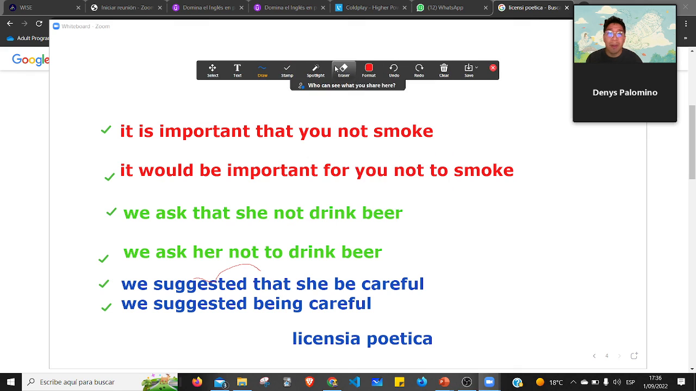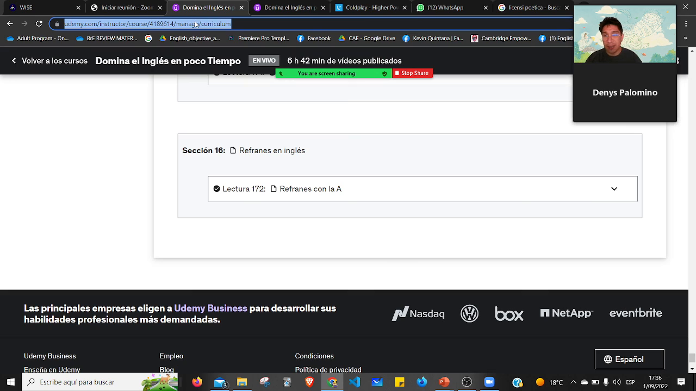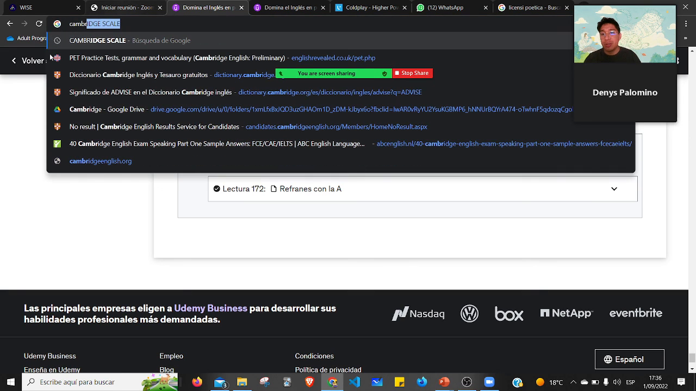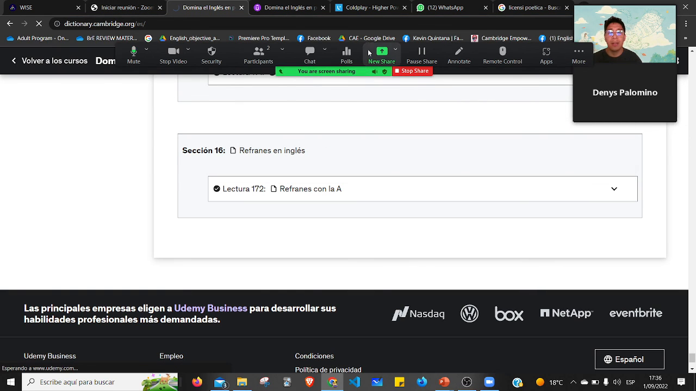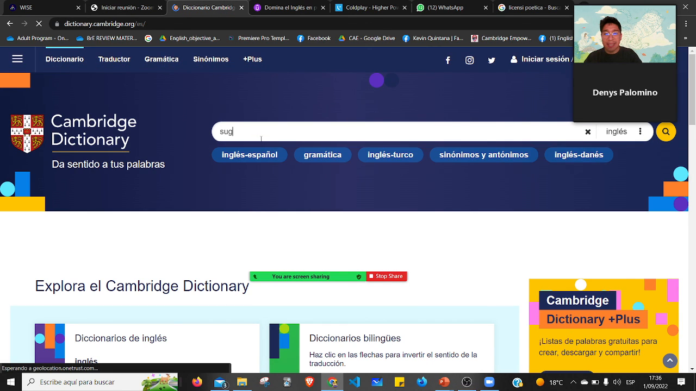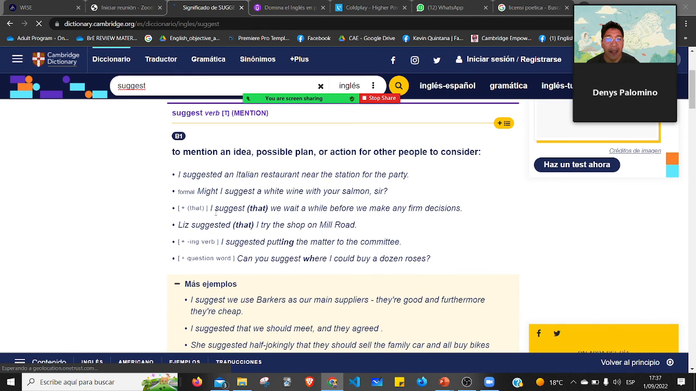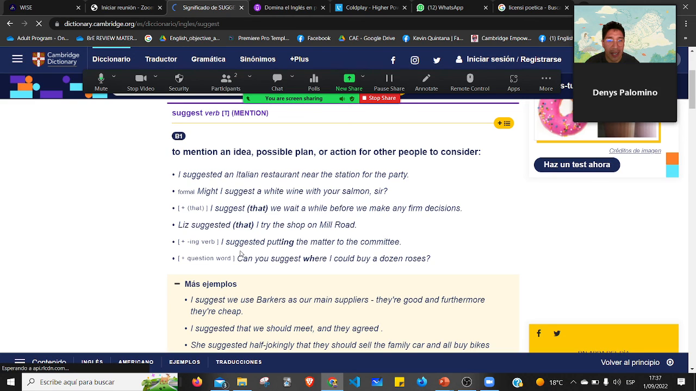Ahora, si nosotros nos vamos a Cambridge a buscar la estructura del suggest, look at this, en Cambridge. Mira, suggest. Nos va a salir el ing nada más. Can you see my dictionary, right? Yes. Si tú te das cuenta, mira, dice, I suggest that. Con el ing, I suggested putting. En ningún momento estoy usando el objeto luego del ing.